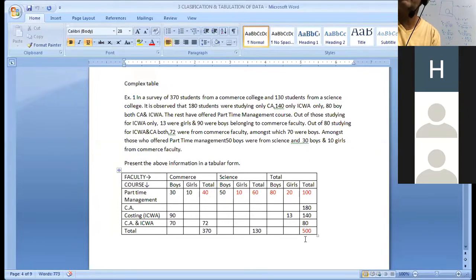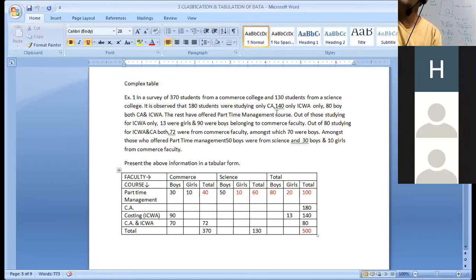In red color, these are calculated values. This 500 is 370 plus 130, and this 100 is 500 minus 80 minus 140 minus 180. Is it clear? Yes, sir.